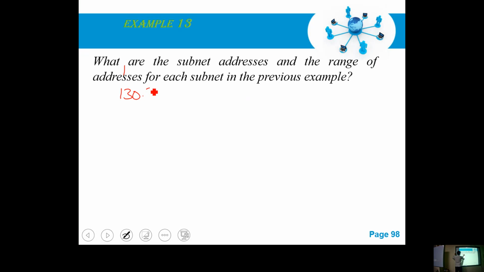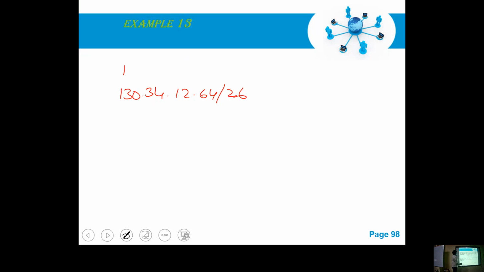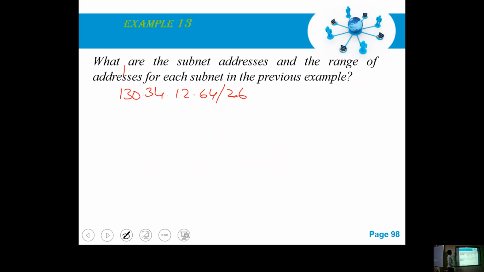130, what is the next one? 34, 12, 64 by 26. That is what we have, right? Okay. So this is the starting one. When I consider the last one, total how many addresses did we say? 64, right? So what will be the last address in this case?